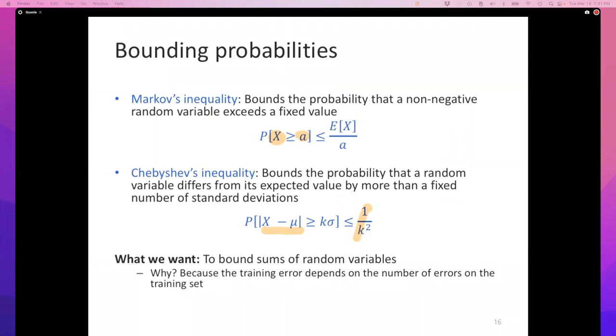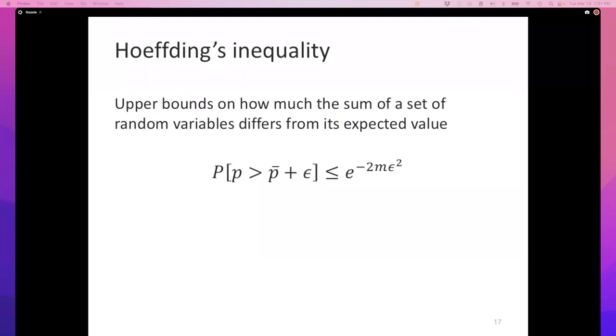None of this is going to get used directly, but I just want to put you in the right frame of mind. Let's actually go to the actual inequality that we will use. This is called Hoeffding's inequality. It says, how much can a sum of a set of random variables differ from its expected value? Rather than sum, I could say average.